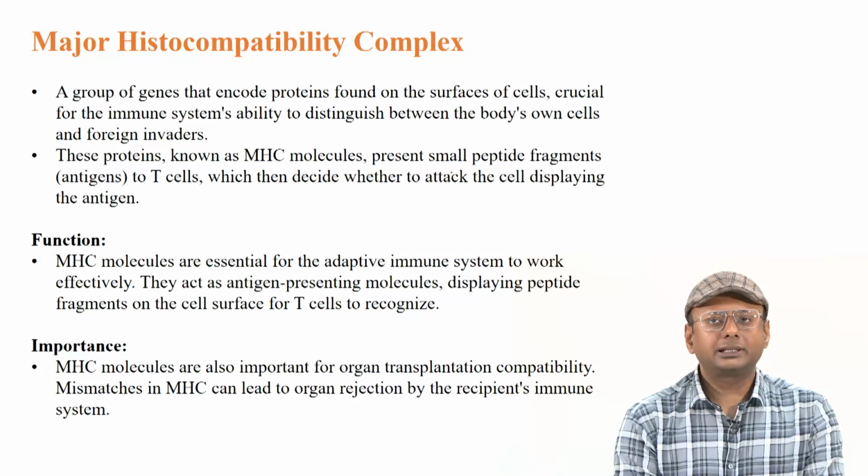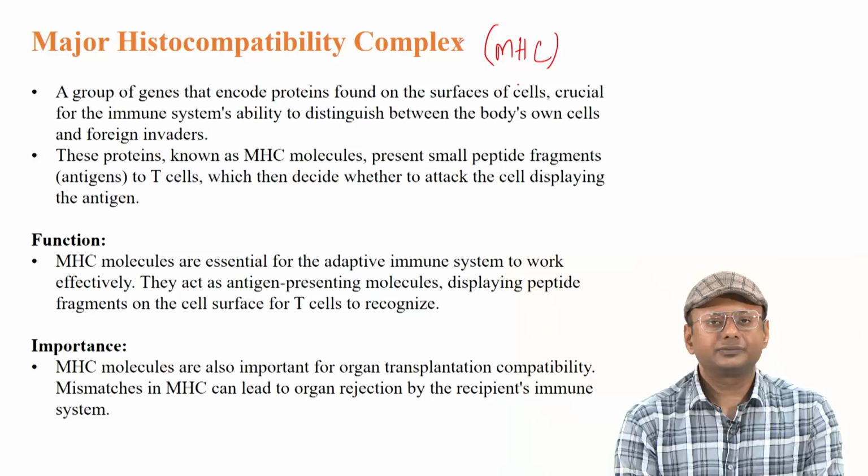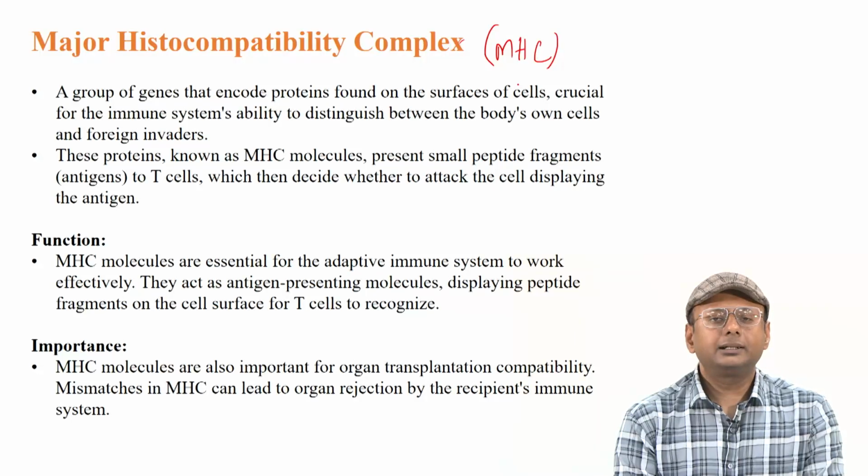Briefly, we will also discuss the major histocompatibility complex, or the MHC. So, what is the major histocompatibility complex? It is a group of genes that encodes proteins found on the surface of the cell. These are highly crucial for the immune system's ability to distinguish between the body's own cells and foreign invaders. These proteins together are called major histocompatibility complex molecules, which present small peptide fragments to the T cell.